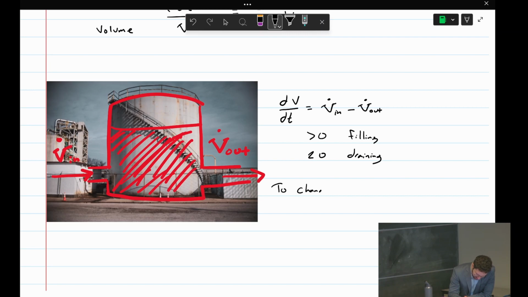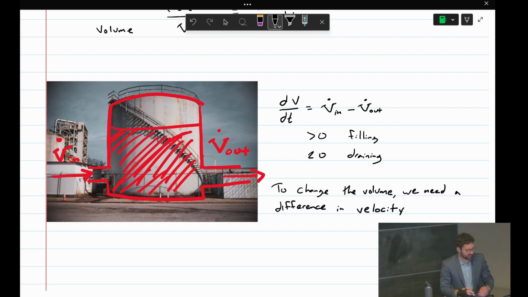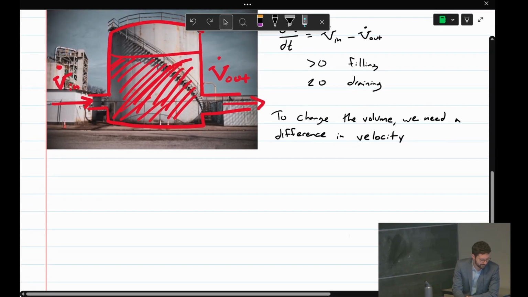To change volume, we need a difference in velocity. So this is an easier to understand example of how a difference in velocity creates a volumetric strain rate. This dV by dt, if we normalize that by volume, would give you the volumetric strain rate in the tank. So we can affect the volumetric strain rate by having some sort of difference in velocity.